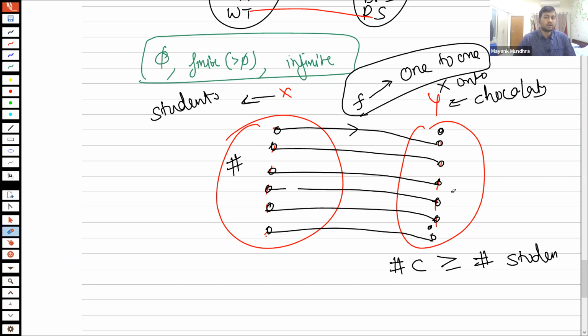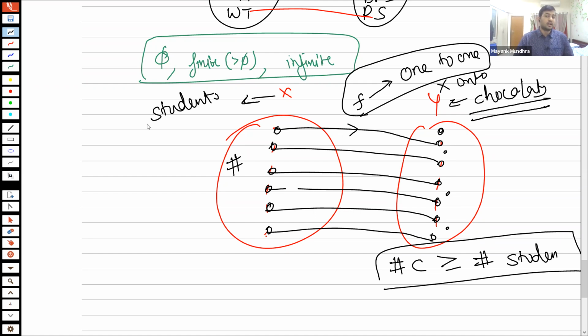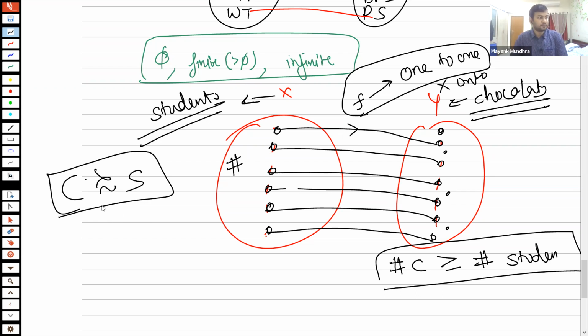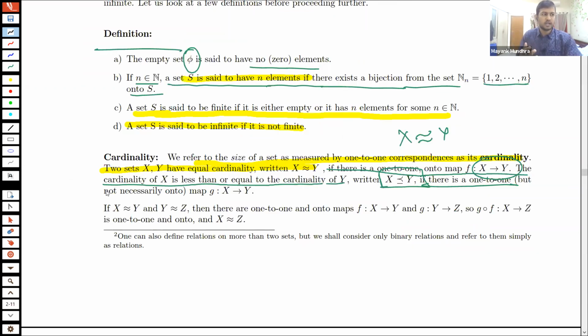I just said that everybody got one chocolate. I have just this information that everybody got one chocolate. I do not know if chocolates were remaining or not. So either the number of chocolates is equal to or it is greater than the number of students. In this case, the set of chocolates has to be larger in size than the set of students. So we say that the set of chocolates is greater than or equal to the set of students. This is when you distribute chocolates and everybody gets one chocolate, but you don't know if chocolates are remaining or not. In that case, you give a relationship like this.